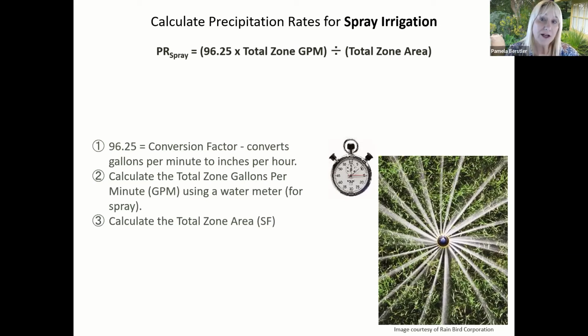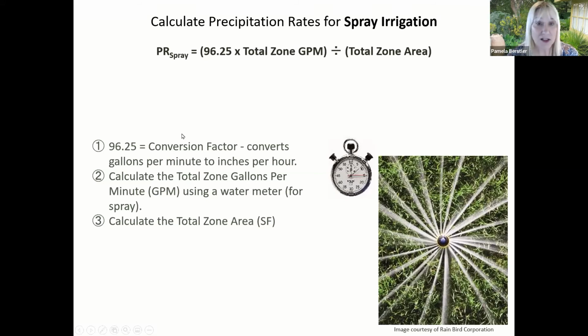So once you get your total gallons per minute for the zone and your square footage for the zone, you plug it into this formula: 96.25 times the total zone GPM, divided by the total zone area. And this is going to give you the precipitation rate in inches per hour. I know, it's crazy. It converts it back to inches per hour. You're converting, and that's what the 96.25 is. It's converting gallons per minute to inches per hour, essentially.